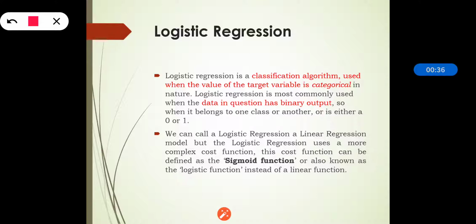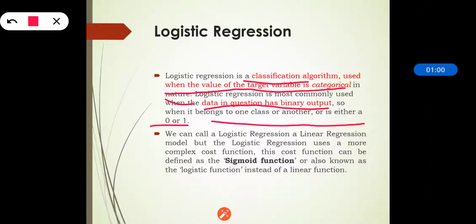Suppose a student has passed or failed, so we get the value according to that. Logistic regression is a classification algorithm which is used when the value of the target variable is categorical in nature. It is most commonly used when the data in question has binary output. So when it belongs to one class or another, it is either 0 or 1. And as we know, binary output is nothing but 0 or 1.